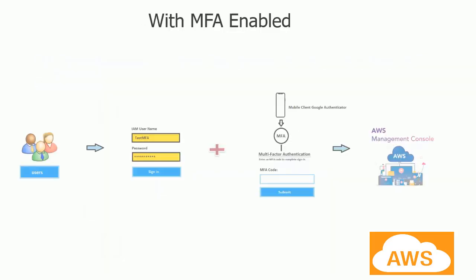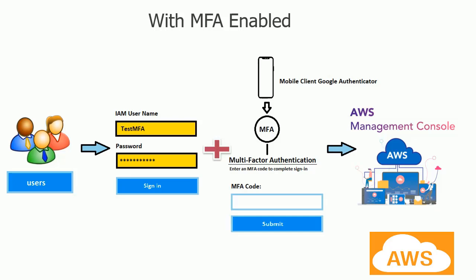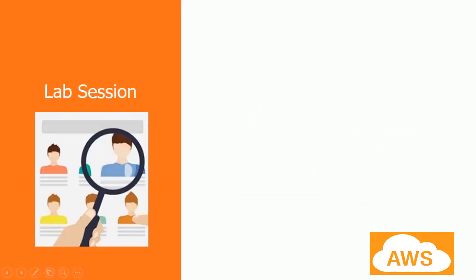With MFA enabled, when a user signs into the AWS management console, they will be prompted for their username and password, the first factor, what they know, as well as for an authentication code from their AWS MFA device, the second factor, what they have. So the question is, how to get the authentication code? For that you have to install an MFA device on your smartphone or computer. Installation is very simple. I will show you practically. Without wasting time, let's do it practically.